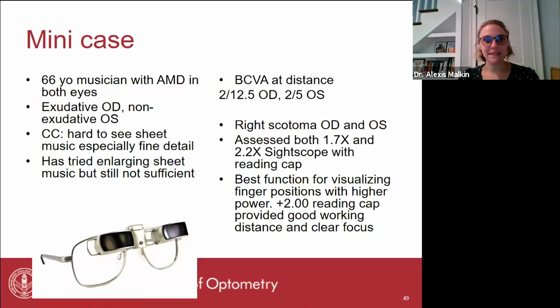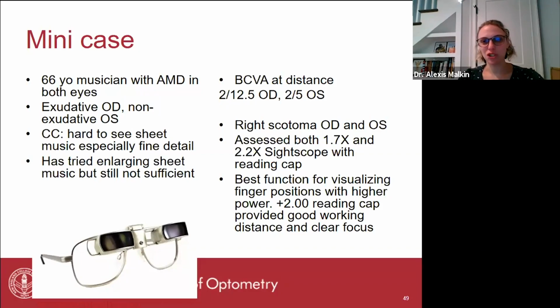So in this case, this was a 66-year-old I saw. He's a musician. He has macular degeneration in both eyes. It is wet in the right, it's dry in the left. And his complaint was that he's having a hard time seeing fine detail on sheet music. He's tried enlarging it, but he finds that that's not sufficient. It ends up being the big pages on the piano. It becomes too complicated, and he's still just not comfortable.